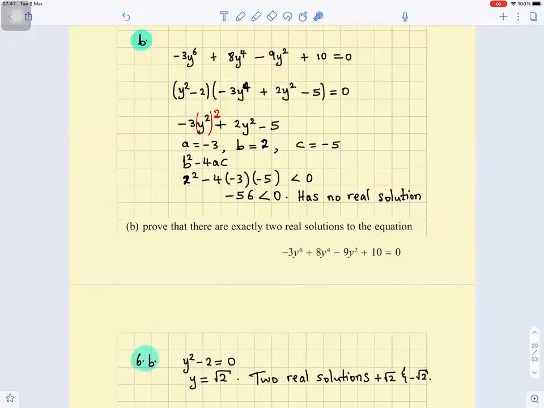And if you put y squared minus 2 equals 0, y is equal to square root of 2. And square root of 2 has 2 answers. So there are 2 real solutions, plus square root of 2 and minus square root of 2.